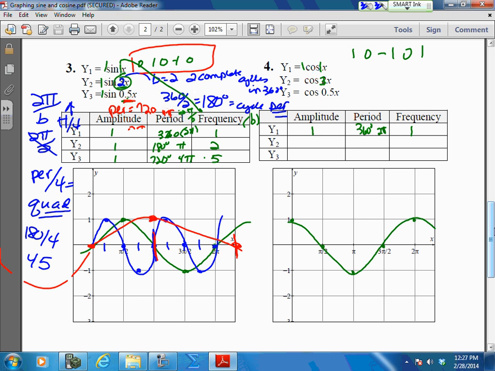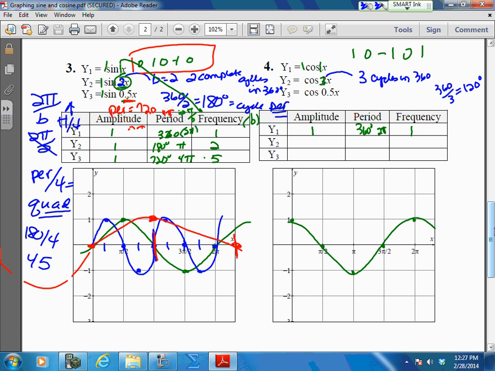How many curves now do I want to put in here? For the 3. What for this guy? I changed that 2 to a 3. I want 3 cycles in 360. Divide by 3. Good. So each curve is going to take me 120 degrees.